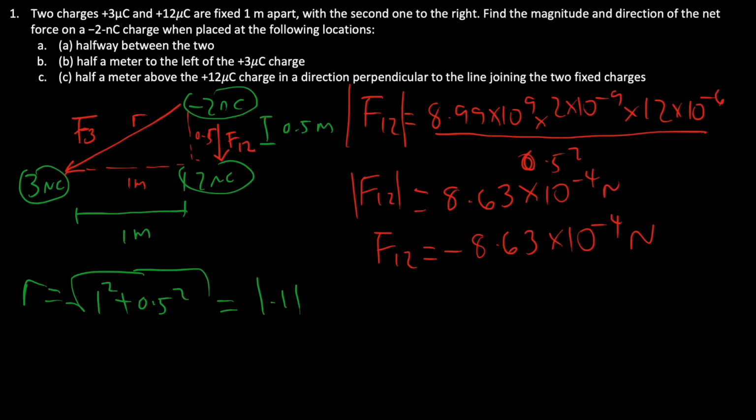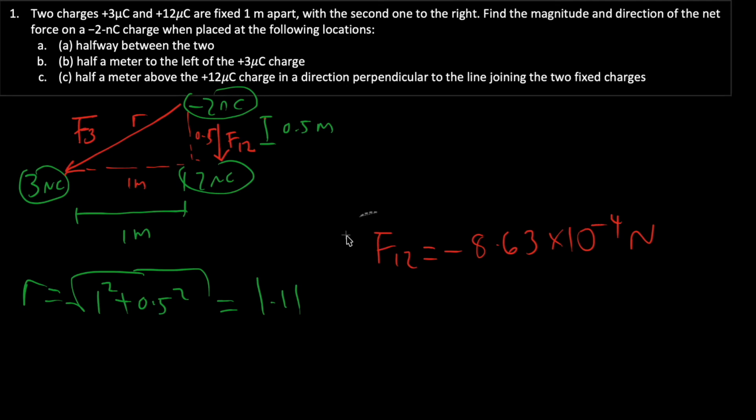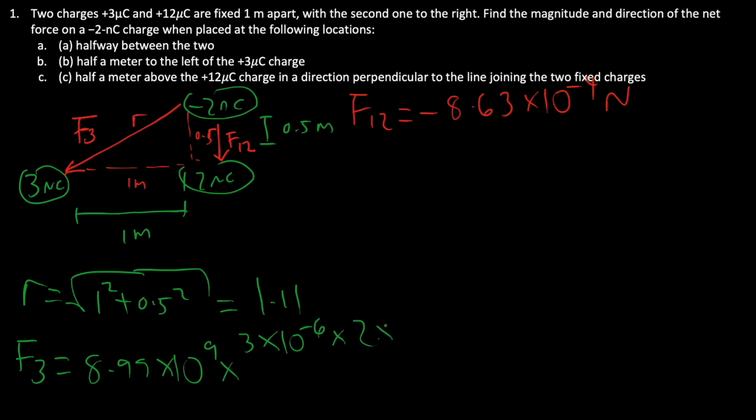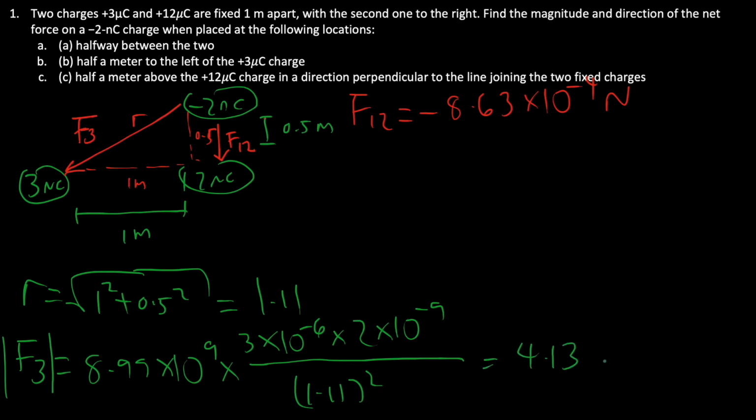So now we can calculate F3. F3 is going to be equal to 8.99 times 10 to the 9th power times 3 times 10 to the negative 6 times 2 times 10 to the negative 9th. I can ignore the sign here because I want to calculate the magnitude first. Over R squared, 1.11 squared. And this equation will give us a result of 4.3152 times 10 to the negative 6th power, which has a unit of Newton.